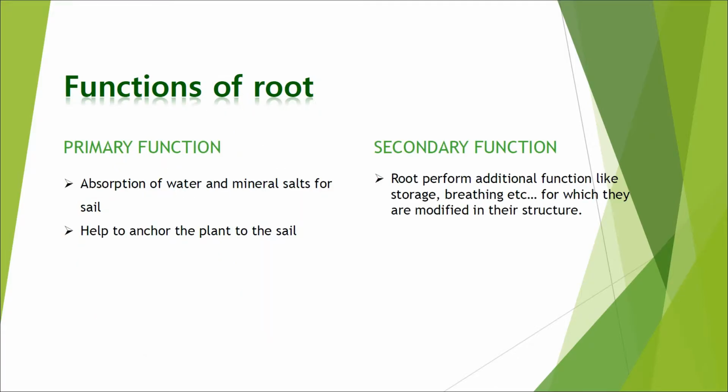What are the functions of the root? The functions of the root can be classified into primary function and secondary function. The primary function of the root is to absorb water and minerals from the soil, and it also helps to fix the plant in the soil, to anchor the plant to the soil. The secondary functions are, in some plants, roots perform additional functions like storage, breathing, etc.